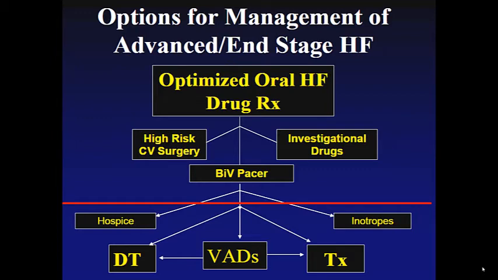So we do have options for our patients. We have our standard medical therapy, which all of you are familiar with. We have the BiV pacer to help with synchronizing the ventricles. If they have valvular issues, we can do valve repairs. And we have investigational drugs. But once all these treatment options have been tried and it's not successful, what do we have left?